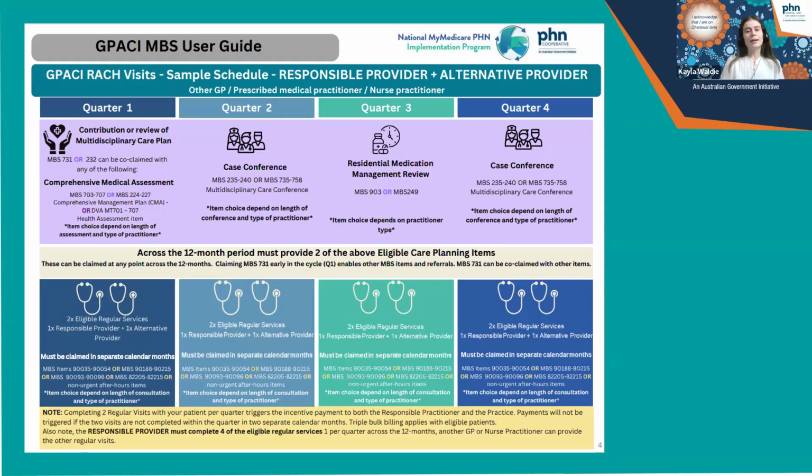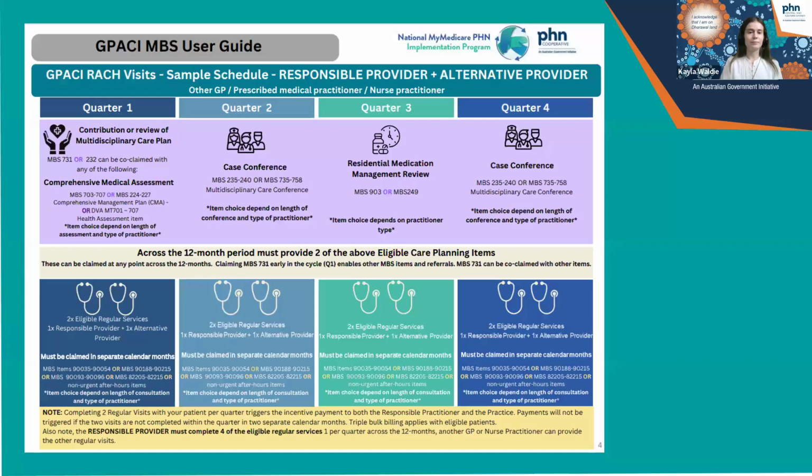The responsible provider is the GP who needs to do all of the care planning items. And as we can see across the top in the purple, there are 4 different options for the care planning items. It might either be a contribution or review to a multidisciplinary care plan, comprehensive medical assessment, case conference, or residential medication management review. And within a 12-month period, you will need to pick 2 of these care planning items for your patient.